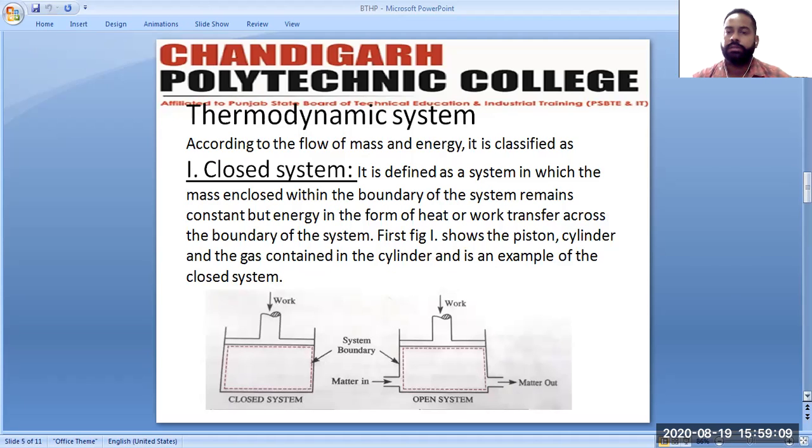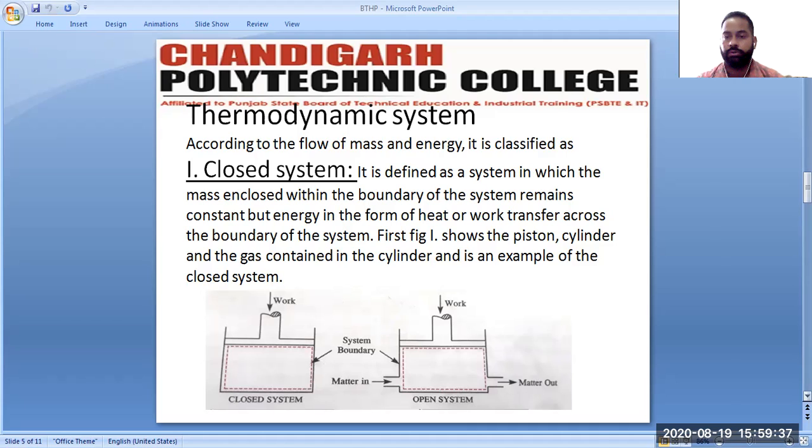The next topic is the thermodynamic system. According to the flow of mass and energy, there are four thermodynamic systems. It is classified as follows. The first system is the closed system. It is defined as a system in which the mass enclosed within the boundary of the system remains constant, but energy in the form of heat or work transfers across the boundary of the system.